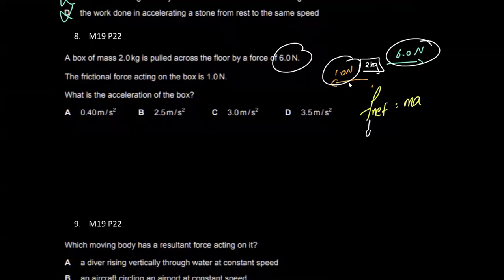We subtract them, right? So it's going to be 6 minus 1 is equal to m, which is 2, into a, which is your acceleration. So the answer to this question is going to be 5 is equal to 2a, and a is equal to 2.5 meters per second square.